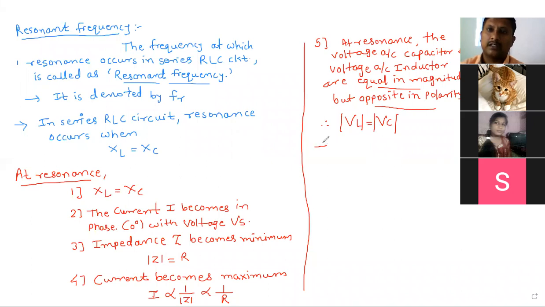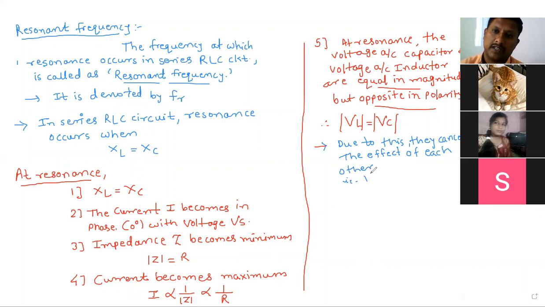Due to this, the net effect is that they cancel the effect of each other. The total voltage across the inductor and capacitor will be zero. They cancel the effect of each other. That is, VL minus VC becomes equal to 0. Okay, so these are the things happening at resonance.